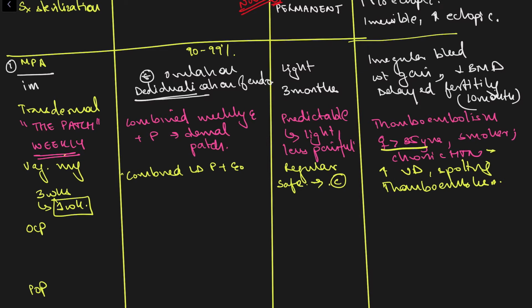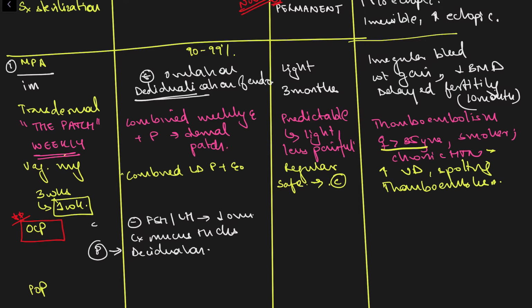OCPs. These are the most widely used method of contraception apart from the barrier method. What it does is that it inhibits FSH and LH, thereby leading to decreased ovulation, cervical mucus thickening, and again decidualization of endometrium. Why? Because it contains progesterone and estrogen is also there. The advantage is that there is decreased risk of ovarian and endometrial cancers. Again, menses are predictable, lighter, less painful.